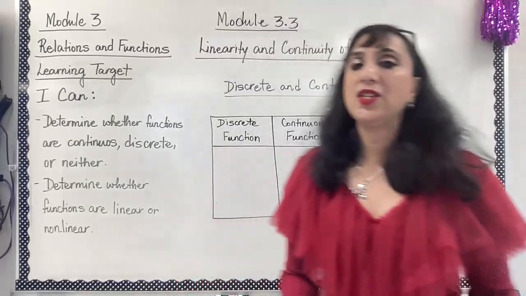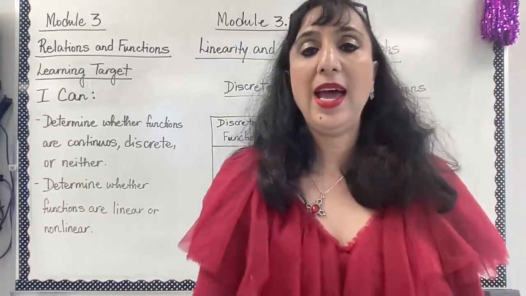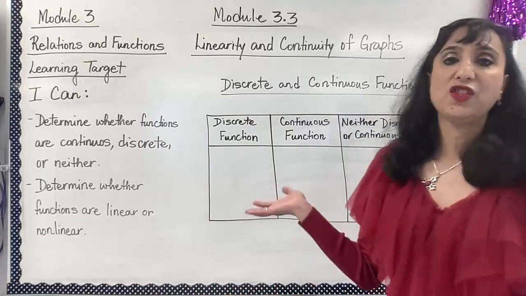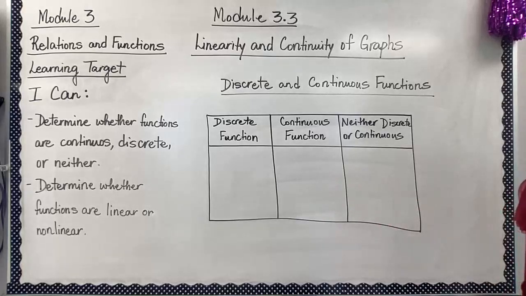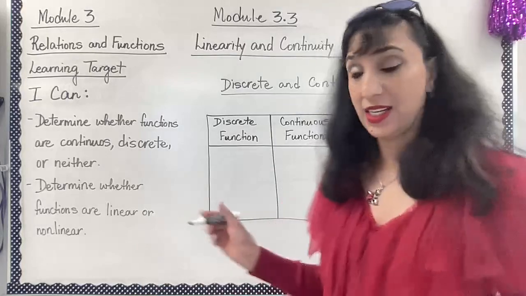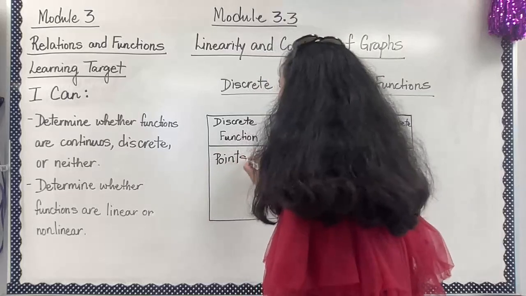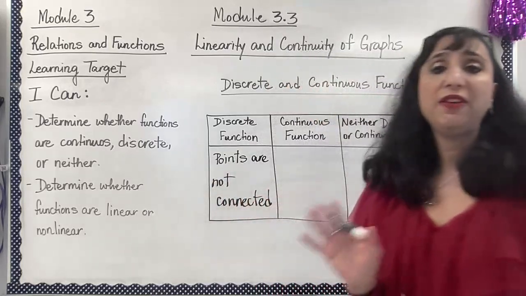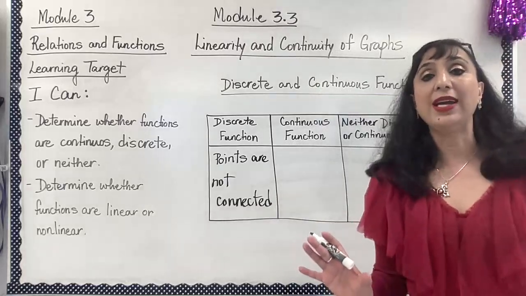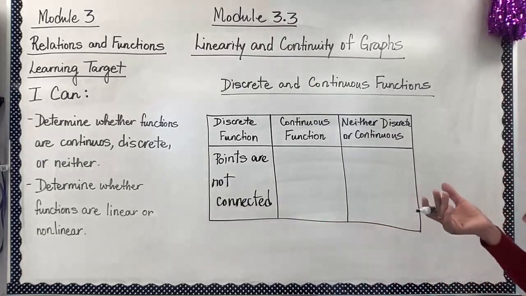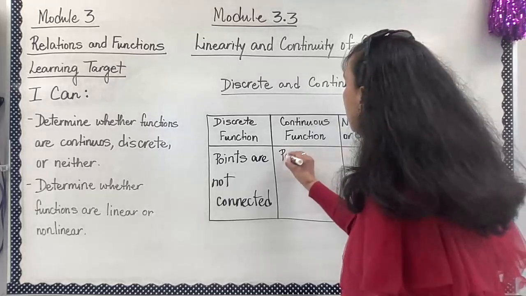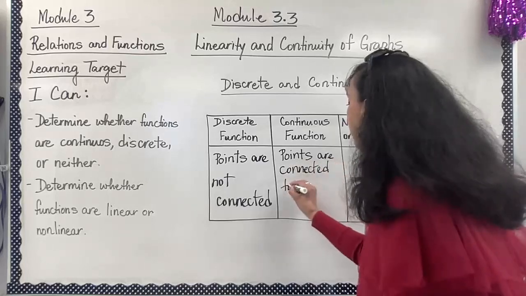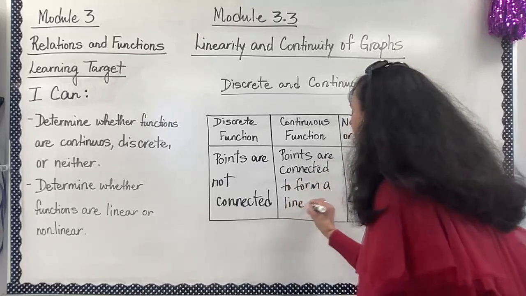All right, so now let's get into discrete and continuous functions. And I am going to write out what each of these means over here. So I made a little table. And let's look at what is a discrete function. So a discrete function is one in which the points are not connected. Okay? And I'm going to show you a graph in a little bit so you can understand what that means. All right. For continuous functions, points are connected to form a line or curve.